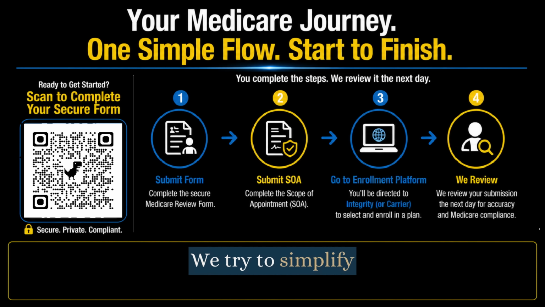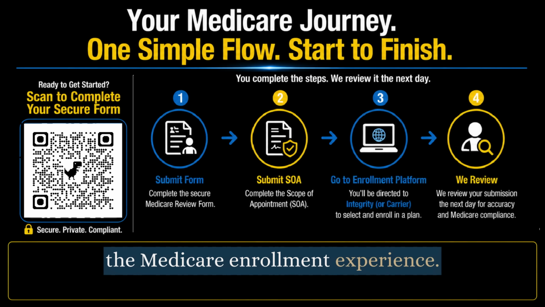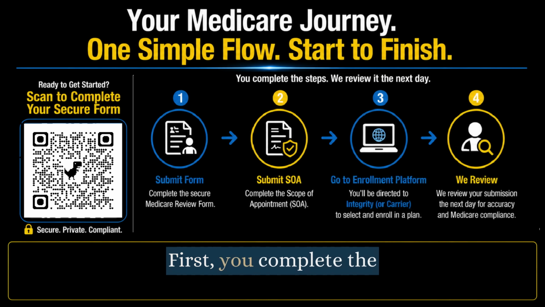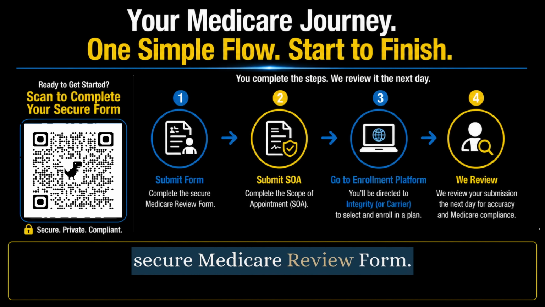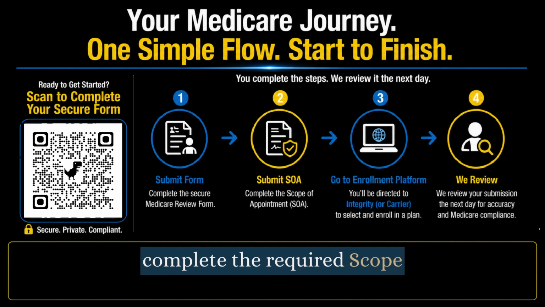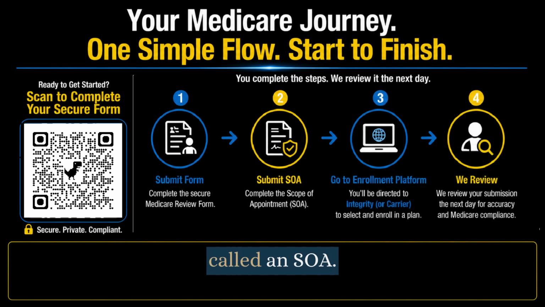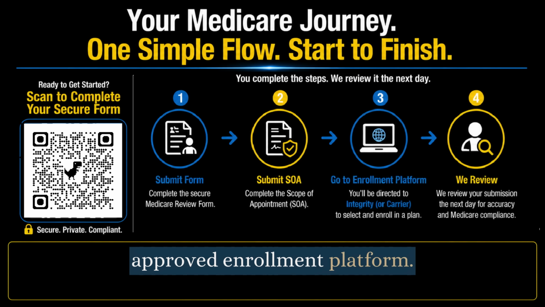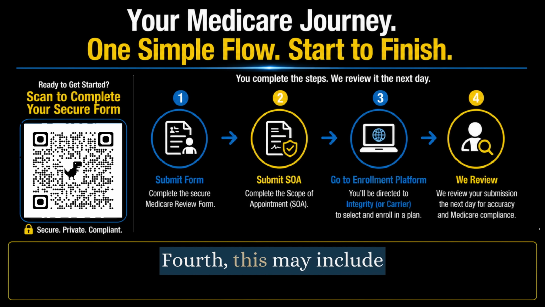We try to simplify the Medicare enrollment experience. First, you complete the secure Medicare review form. Second, you may then complete the required scope of appointment form, also called an SOA. Third, after the SOA is submitted, you may continue directly to an approved enrollment platform. Fourth, this may include reviews on integrity, Plan Enroll, or a Medicare carrier enrollment platform.